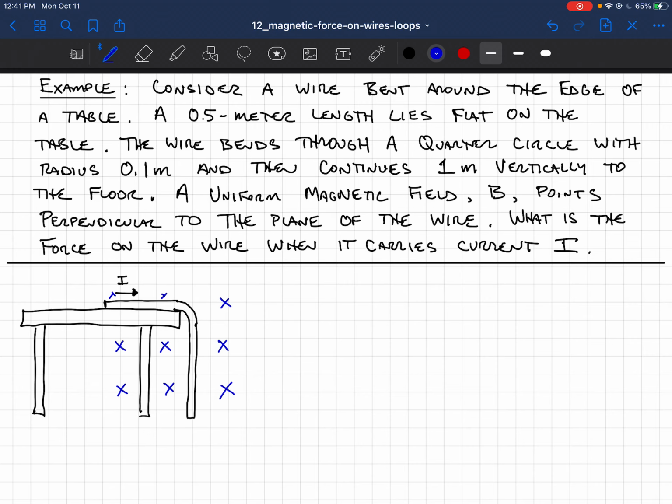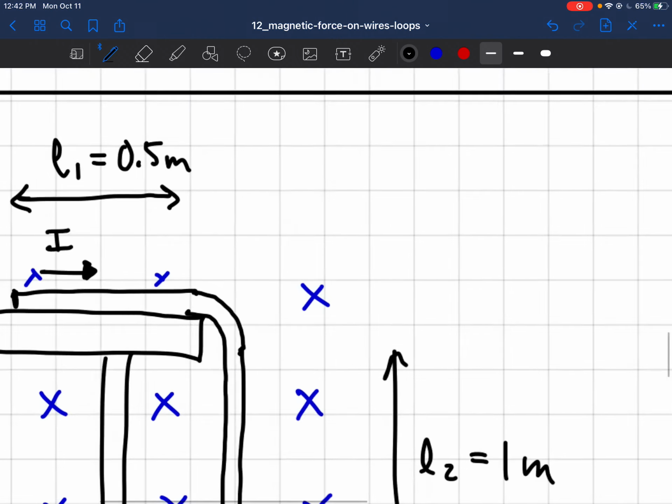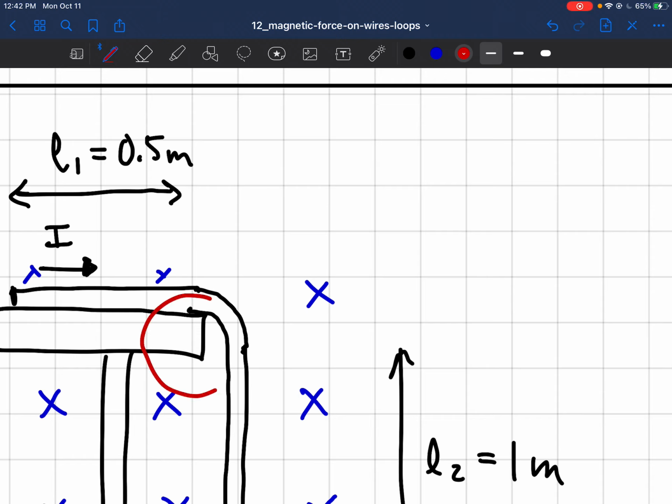So L1 is equal to 0.5 meters, and then the other straight part is L2, and that's 1 meter. And then we could draw a little circle here. So that circle has a radius of 10 centimeters, so 0.1. So we have straight connected to circular, connected to straight.